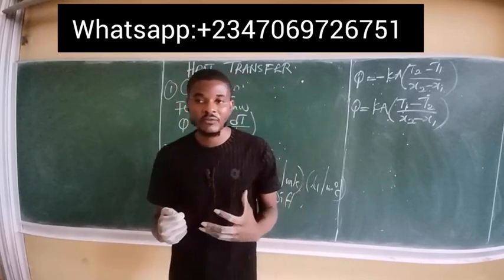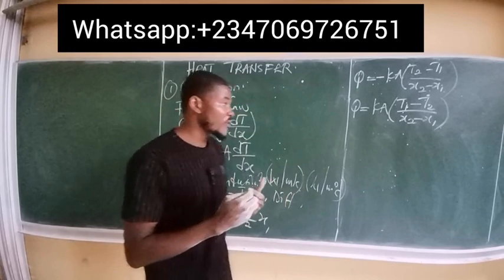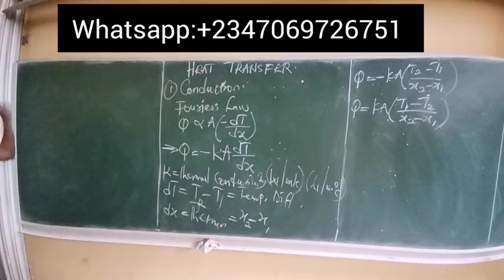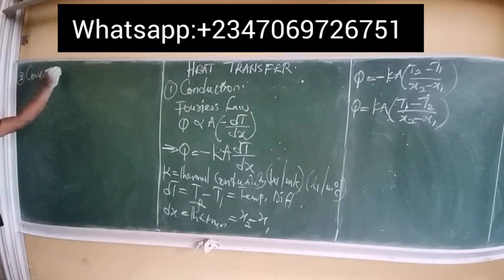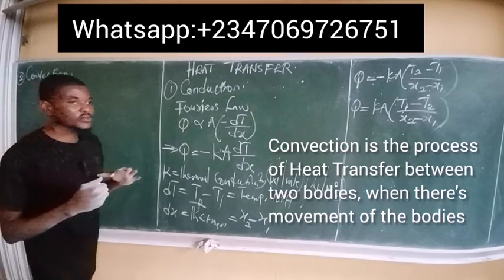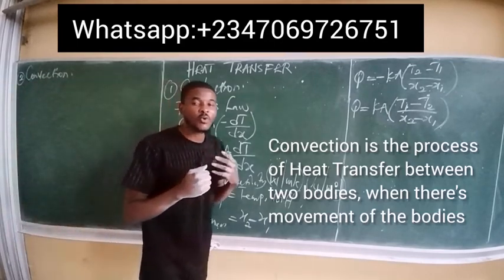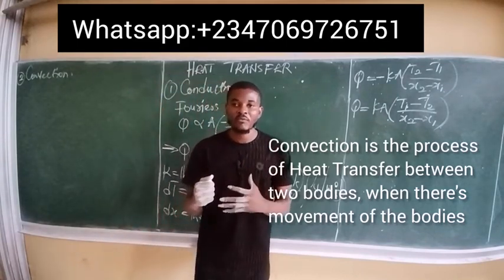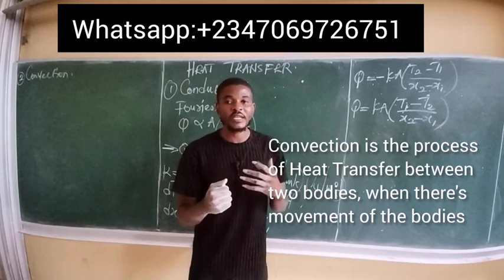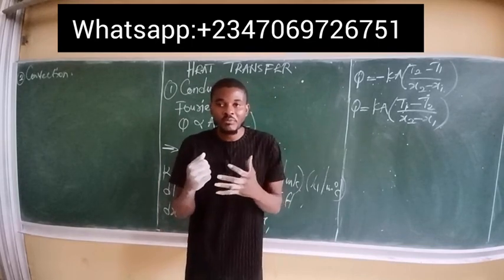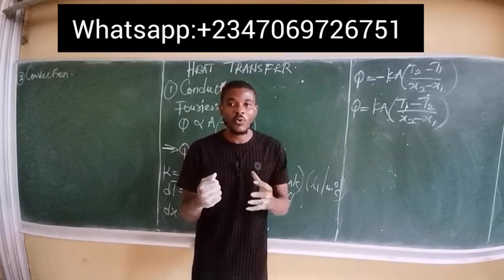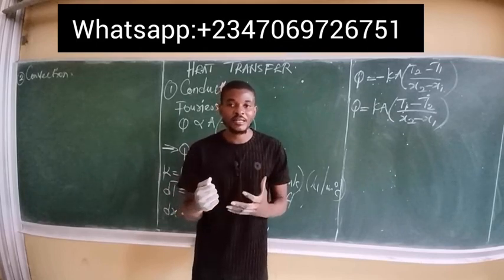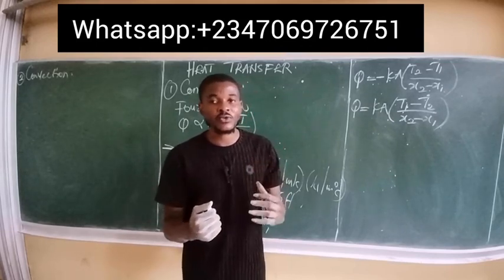Let's talk about the next method of heat transfer, which is the convective method, or convection. The second method of heat transfer is by convection. Convection is the process of heat transfer between two bodies when there is movement of the medium involved. So the mediums involved during heat transfer must always exhibit motion. There is acceleration, there is displacement, and there is also velocity.